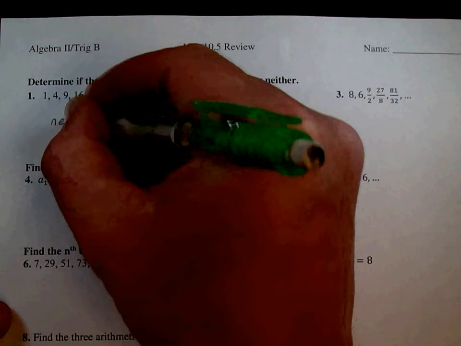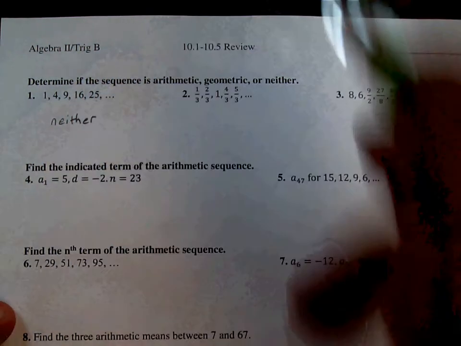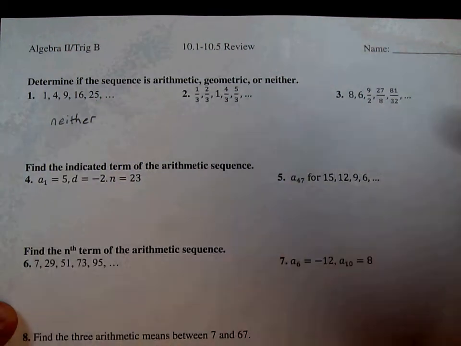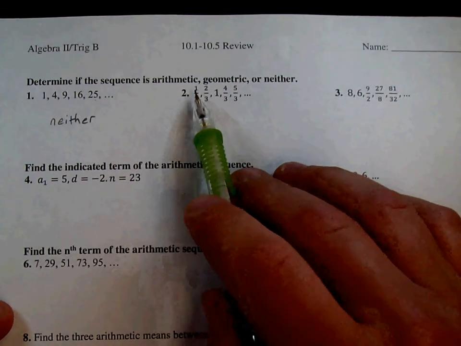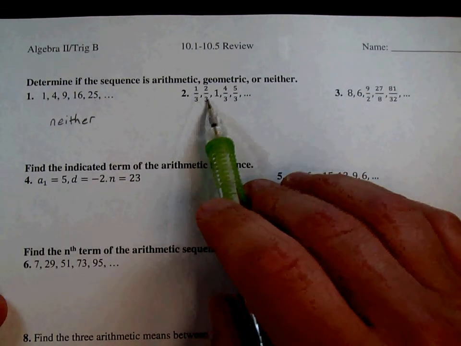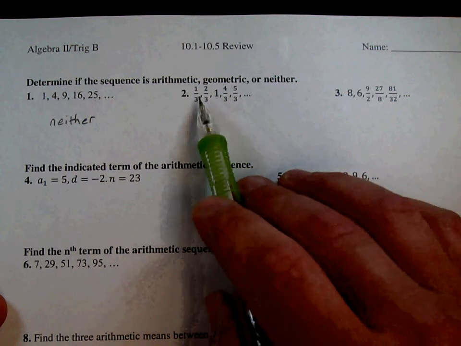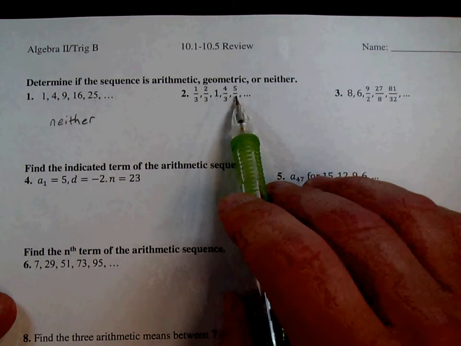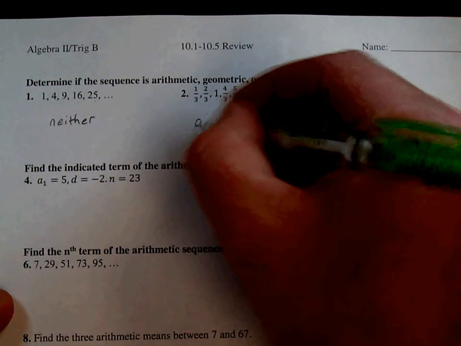They are in fact perfect squares. It's 1 squared, 2 squared, 3 squared, 4 squared, etc. But that's not arithmetic nor geometric. And this one, it looks like I'm adding 1/3 over and over again. 1/3, 2/3, this would be 3/3, 4/3, 5/3, so that's arithmetic.